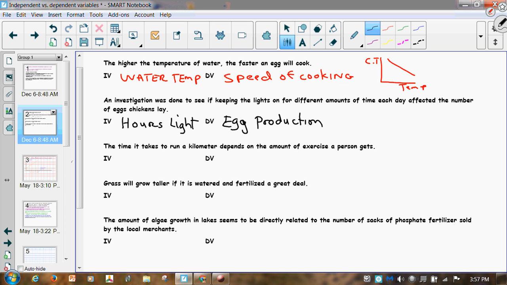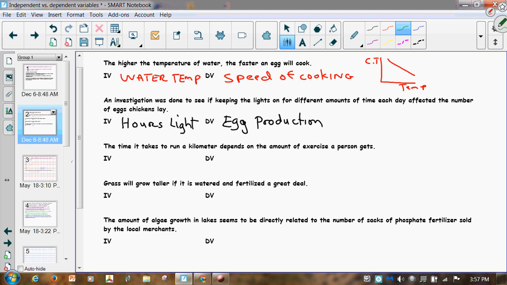Okay, here's the third example. The time it takes to run a kilometer depends on the amount of exercise a person gets. So what would you think there? I would think that the more exercise, the number of minutes it would take to run a kilometer would come down. And both of these variables, notice time is involved in both of these, okay?